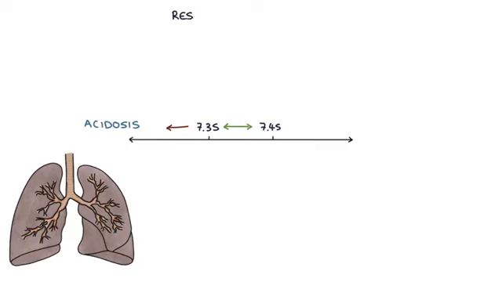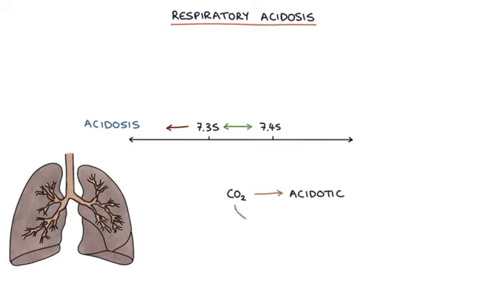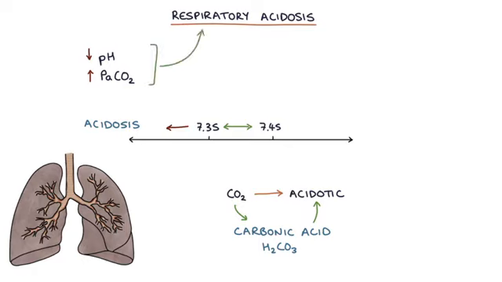Let's start by talking about a respiratory acidosis. Remember that carbon dioxide, or CO2, makes blood acidotic by breaking down into carbonic acid, or H2CO3. A low pH, or acidosis, with a raised PaCO2, or partial pressure of carbon dioxide, meaning that there's lots of carbon dioxide dissolved in the blood, indicates a respiratory acidosis. This suggests the patient is acutely retaining carbon dioxide and is unable to get rid of the carbon dioxide, and this is what's turned their blood acidotic.